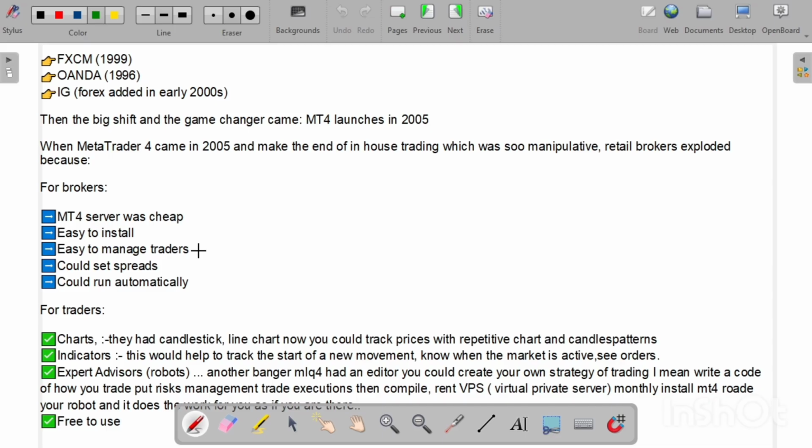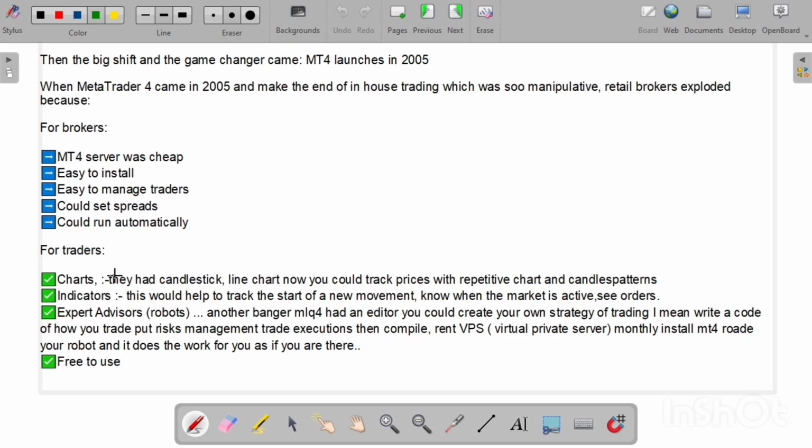And then you could set spreads, meaning that you can open a position with a zero spread and maybe pay commission, or you open a position with a standard account whereby the spread includes the amount that you could have paid in commission, so you don't need to pay commission because you are being offered a little bit more spread, and we'll see that later. And then you could run trades automatically. Let's go on and you'll see how that could happen.